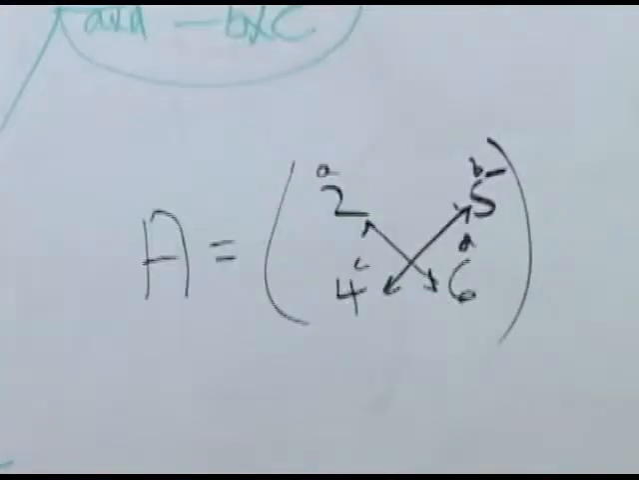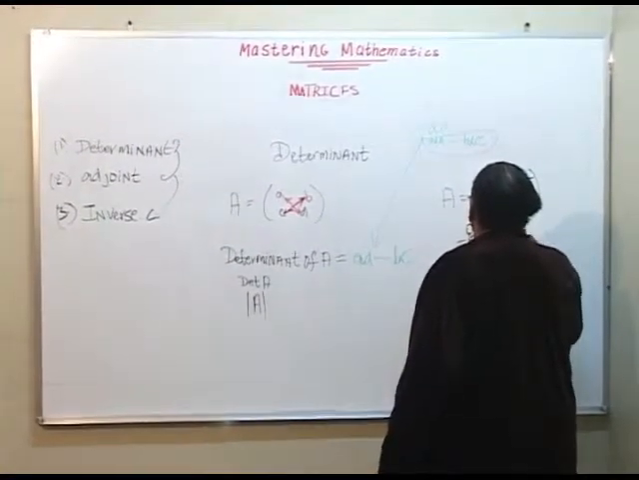So if I had 2, 5, 4, 6, all we're doing now, we're saying then, it is now equal to 2 times 6, minus 5 times 4.